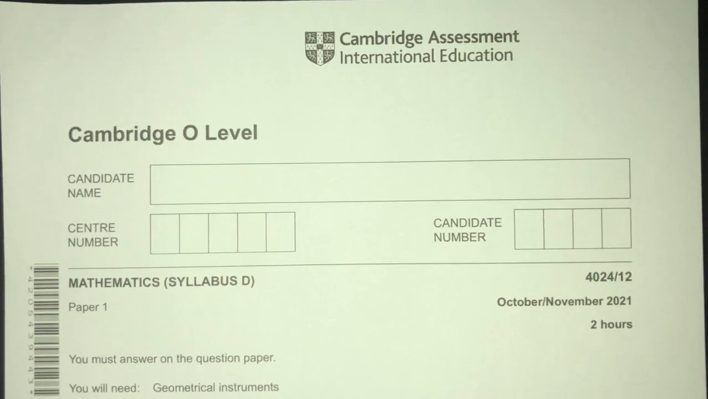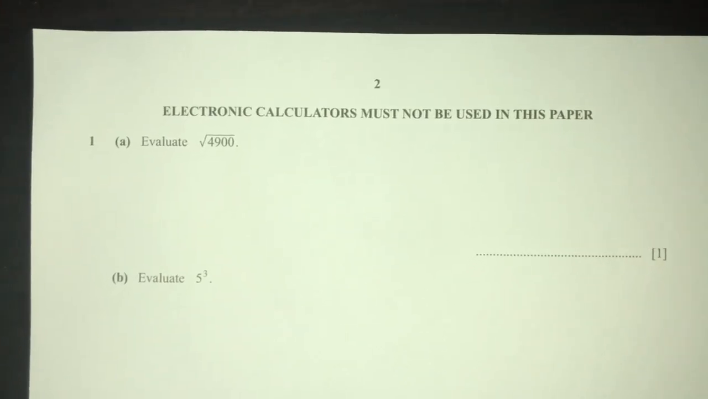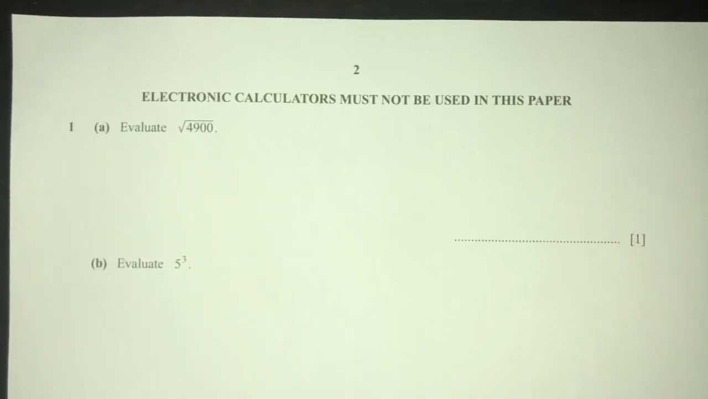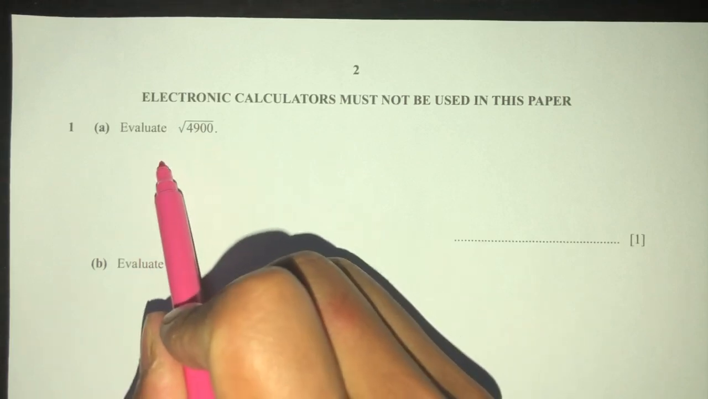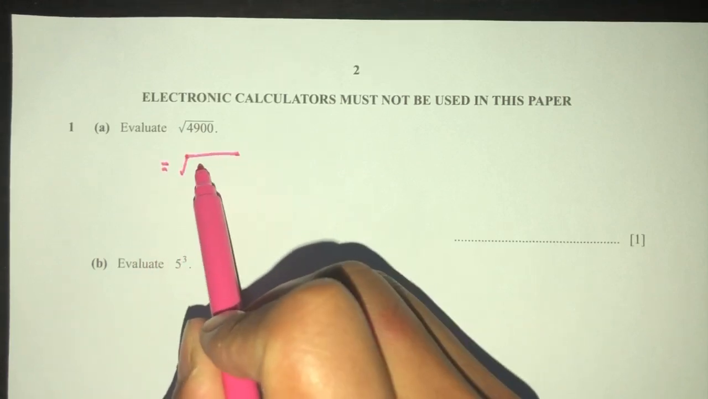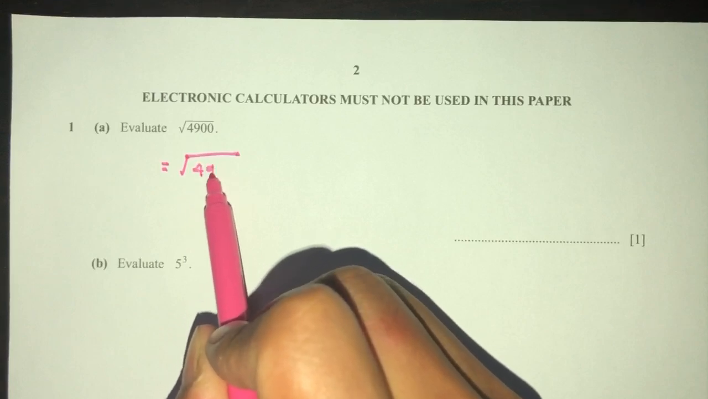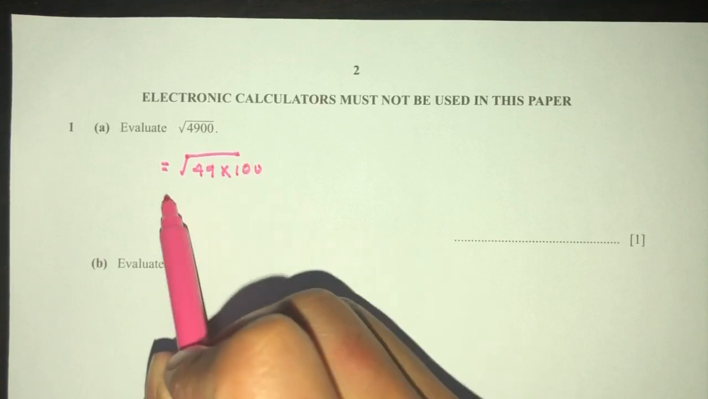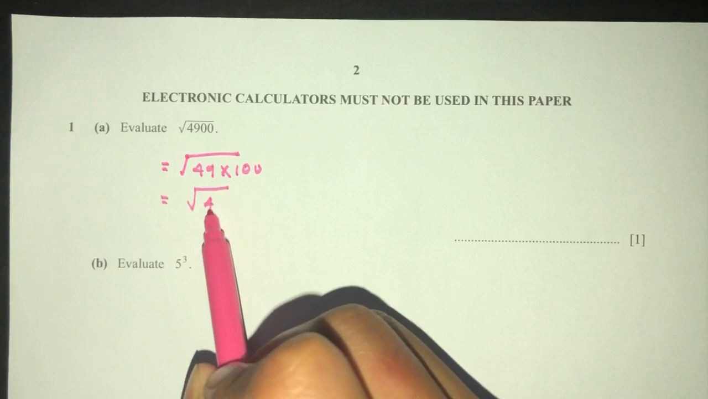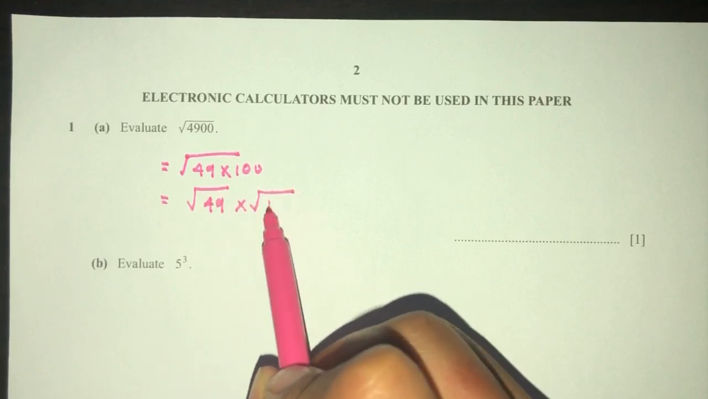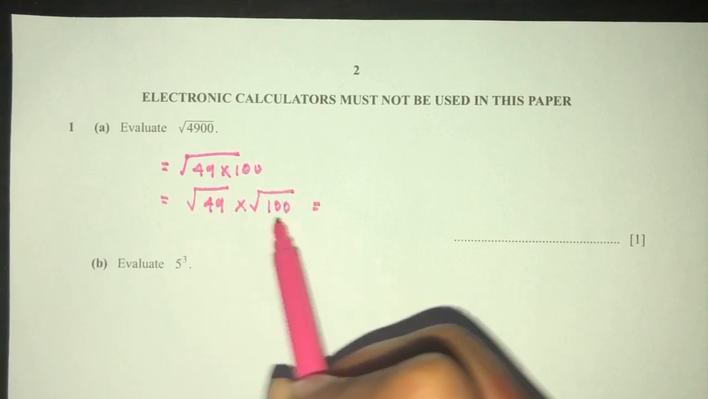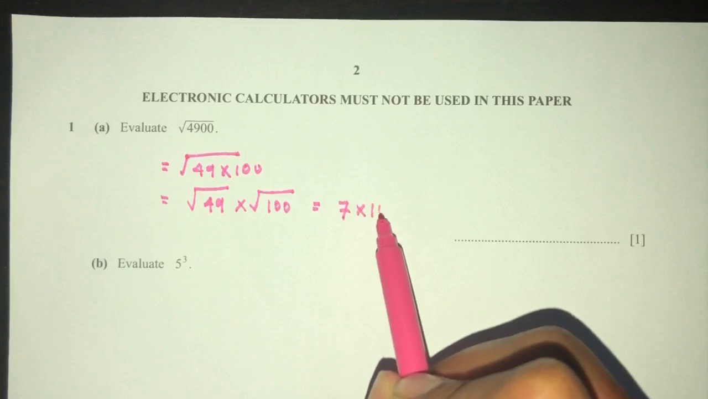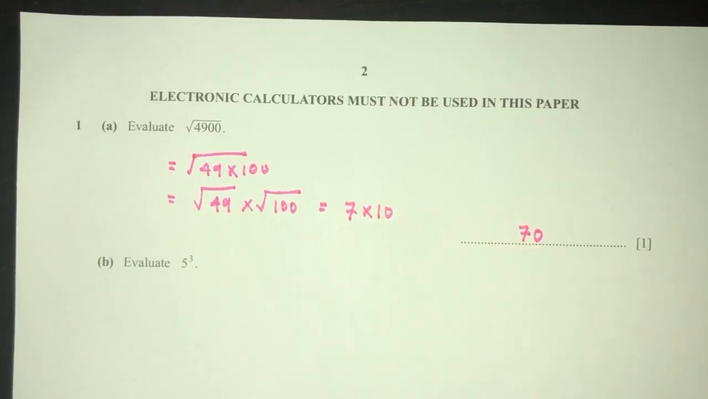Now without further ado, let's move on to question number 1. So here we have to evaluate this square root. And the first thing we can realize here, hey, what is that thing inside? So we can rewrite this as such, right? You can say this is also equal to 49 times 100. Now we can definitely break this down. That will be 49. This is 100. And that will be 7 times 10. And that will be 70 as your answer in part A.